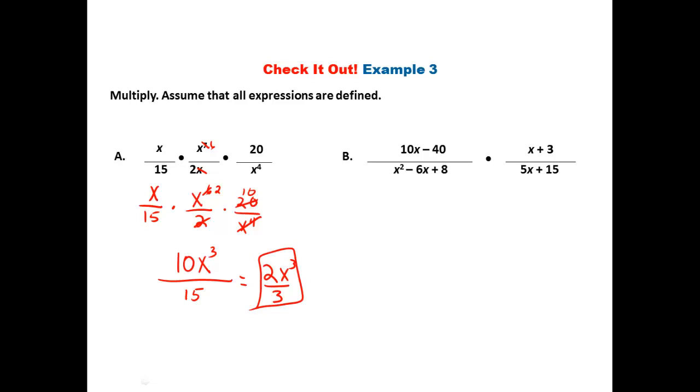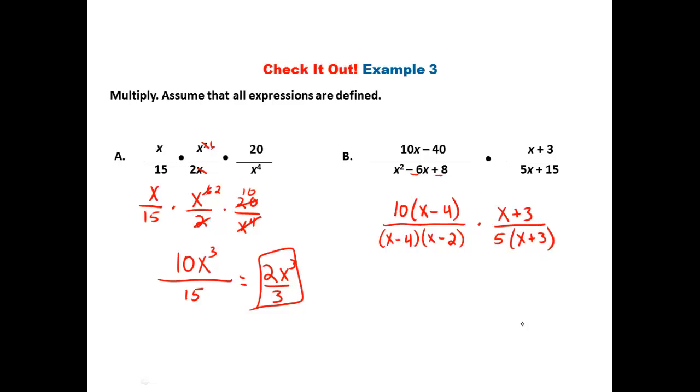Alright, our next one here, it looks like we can factor some things. We could take a 10 out here, x minus 4. Alright, here's a quadratic. Set up our parentheses. This is going to be minus 4, minus 2, right? Adds to negative 6, multiplies to positive 8. Okay, x plus 3. It's here. Let's take out a 5, and we're left with x plus 3.